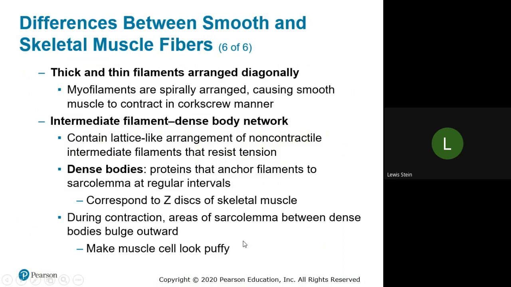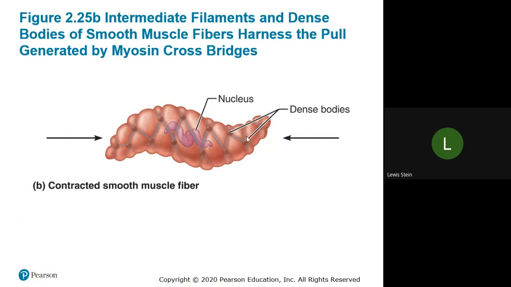And during contraction, the sarcolemma between the dense bodies bulge outward. So it looks like that. You can see the difference. It spirals and it creates sort of this wider or bulged area centrally, less so. It's just sort of like twisting something in that regard and getting something that has the capacity to bulge in the middle.